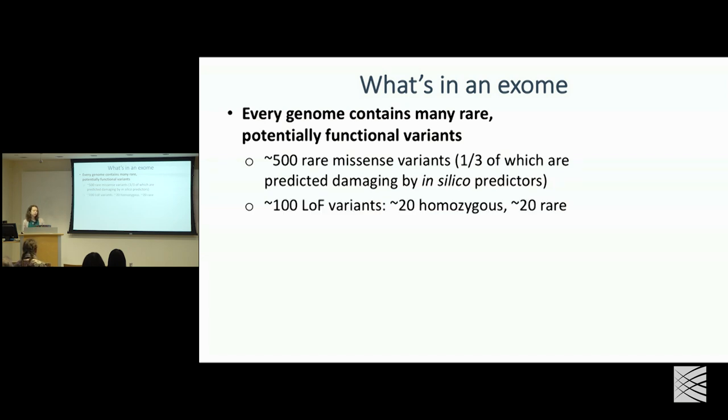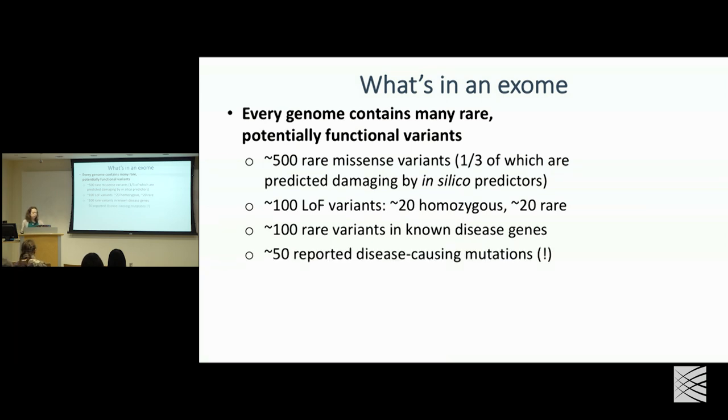We all have about 100 loss of function variants, so variants that disrupt the protein are places we might think could be important, but we all have 100 of them. About 20 are homozygous, so we're all knockout for about 20 genes, and we have about 20 very rare loss of function variants. We have 100 rare variants in known disease genes. By rare, I tend to mean less than 1% allele frequency in the general population. So that's a lot of variants to look at there.